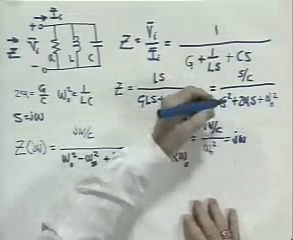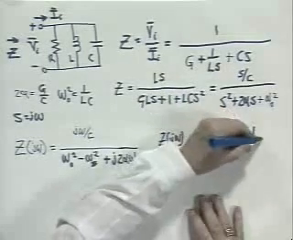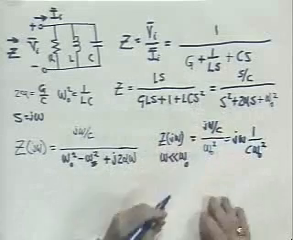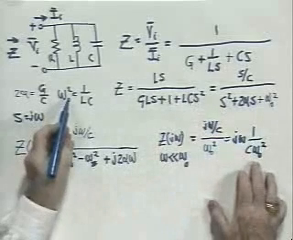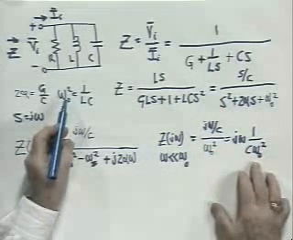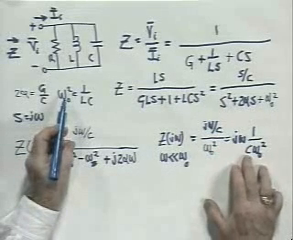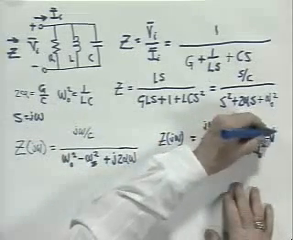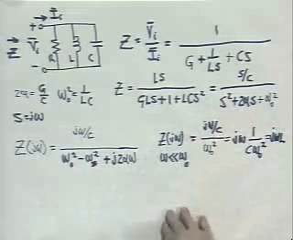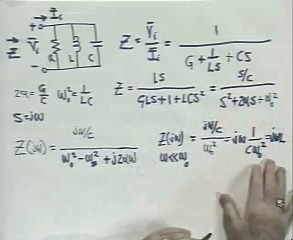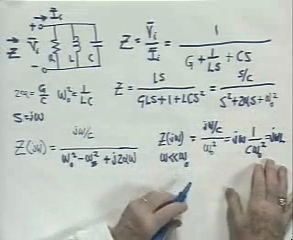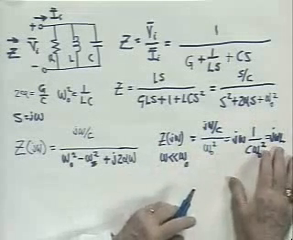j omega times 1 over C omega naught squared. 1 over omega naught squared is LC. So the C cancels out, and this just equals j omega L. So at low frequencies, omega much, much less than omega naught, the impedance looks like an inductor, j omega L.